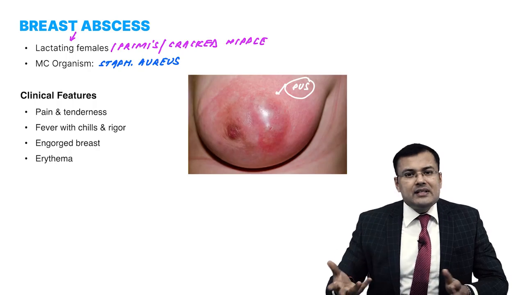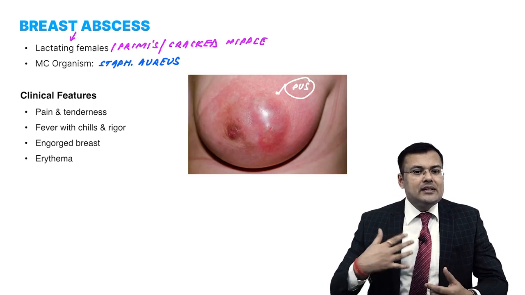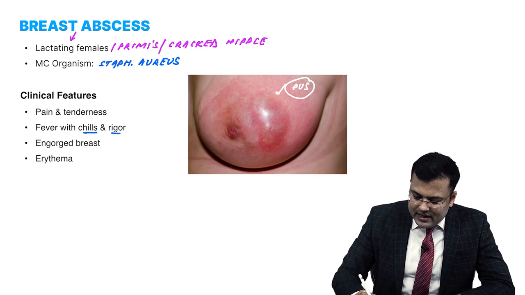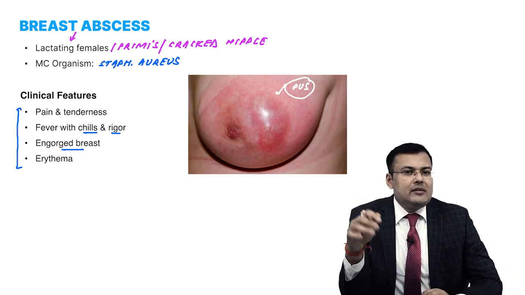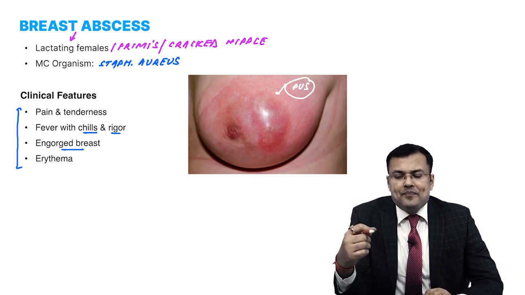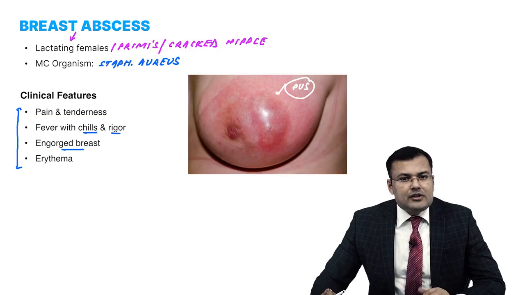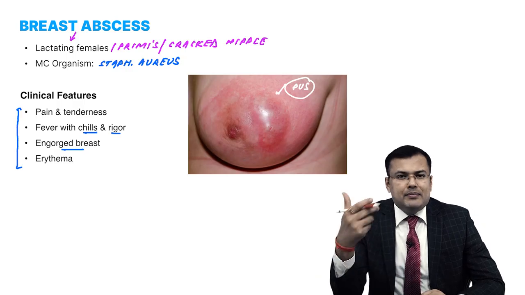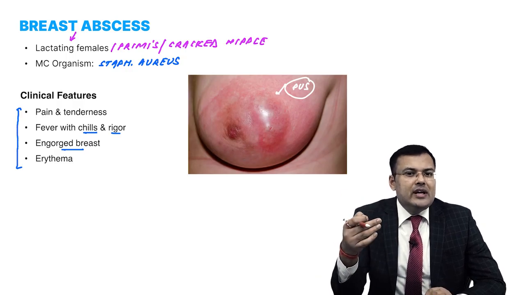So affected breast is having the milk. Milk is there. Breast is engorged. So there is pain and tenderness, fever with chills and rigor, engorged breast, and erythema. These are the findings. And most important, the female is a lactating female. So whenever there is pus collection, first you have to confirm how. Yes, you insert a needle, aspirate. If frank pus is there, obviously we go for incision and drainage, and after that we give antibiotics.